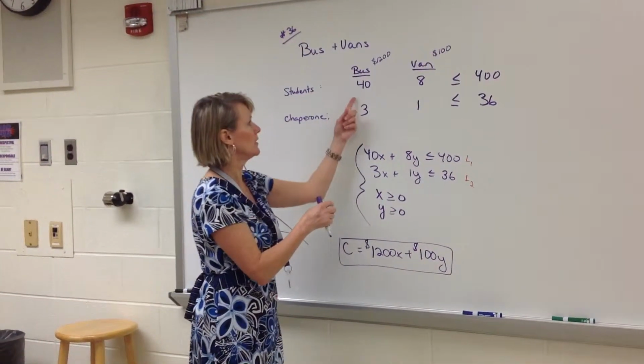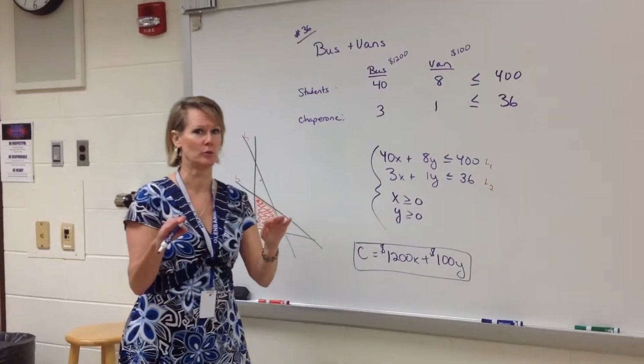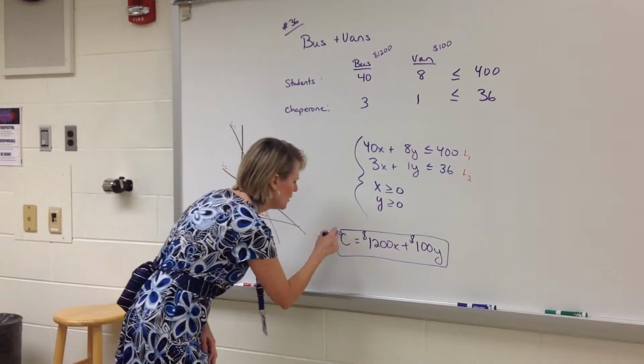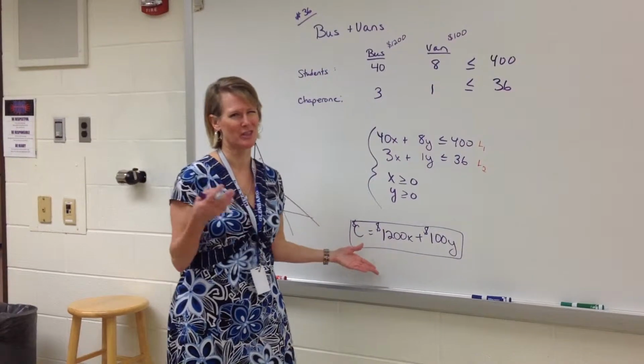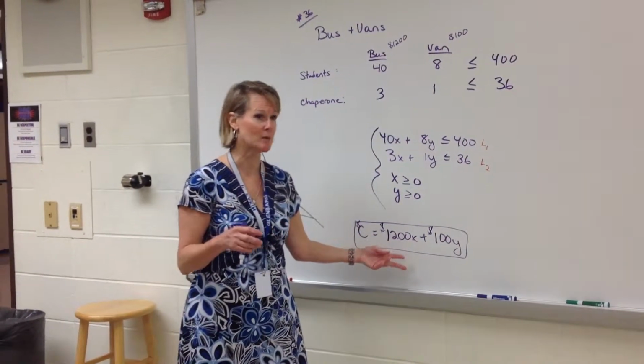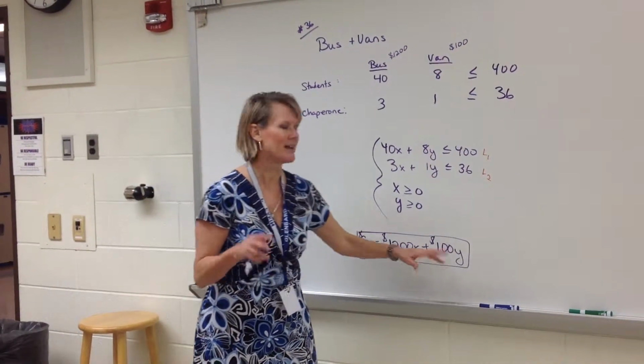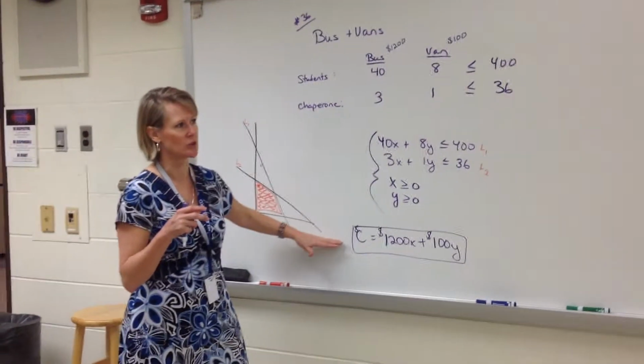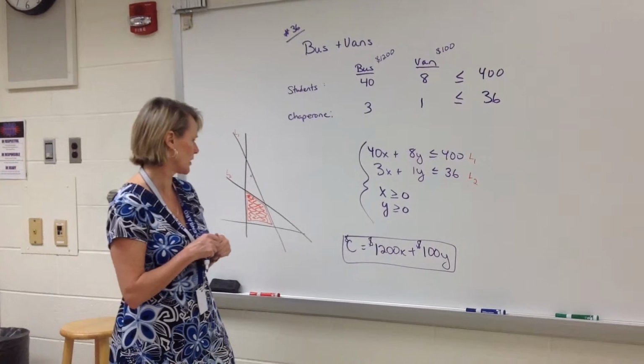So notice that the 40, the 8, the 3, and the 1 had nothing to do with money. That was just number of people. But your cost function, because in word problems you're generally trying to optimize your cost, how much it's going to cost you. So think about just putting the money together. And that is almost always, as a little trick, going to be your objective function.